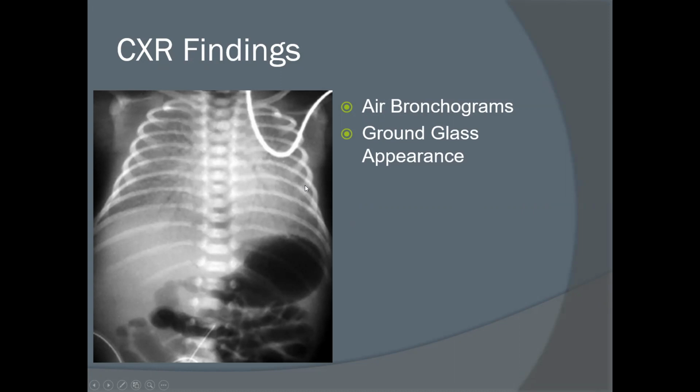And the question is, how come you can see it so well? And the answer is because of all the collapsed alveoli, it makes the conducting airways stand out more. So when you can see the conducting airways really well, it's called air bronchograms. So let me put that in the chat.